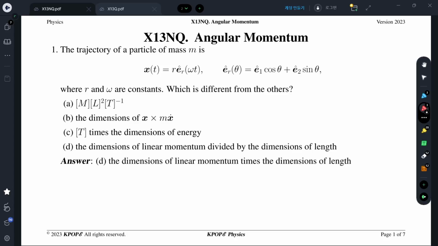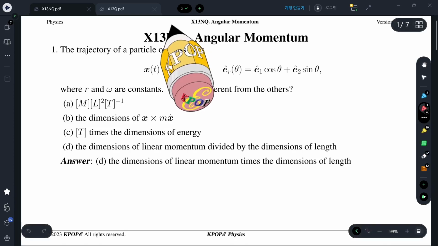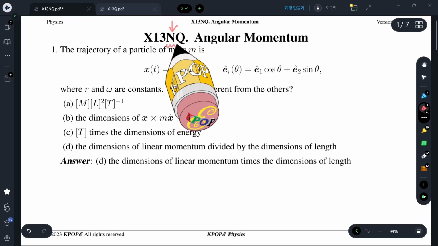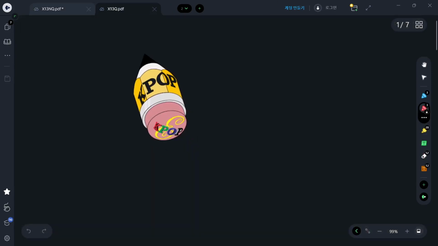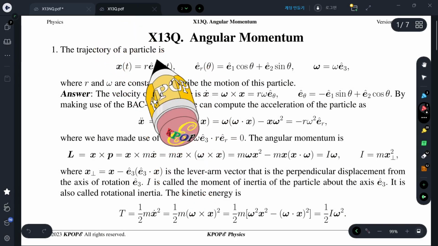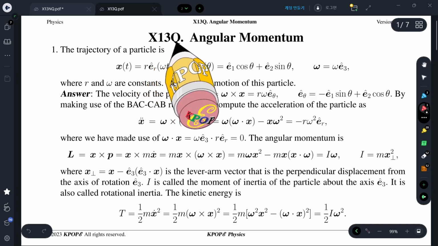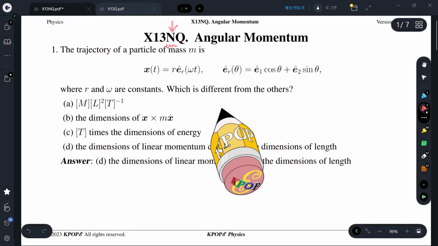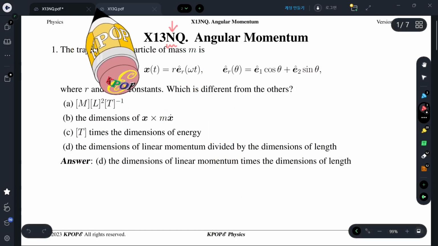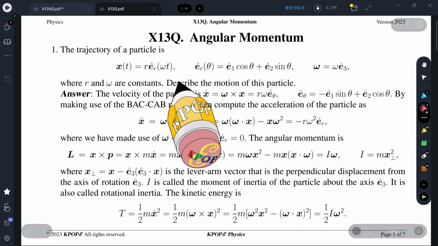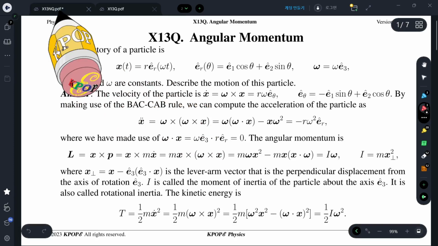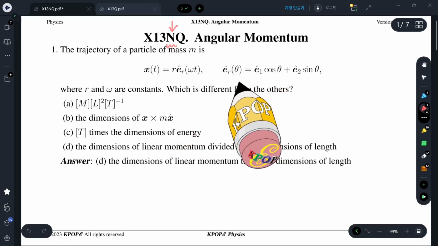We study X13NQ. From today on, I have included the N. That is for the students who are not familiar with concepts given in the corresponding Q. So, if you do not have any difficulty to solve problems in X and Q, you don't have to look at X13 and Q. But if you have some difficulty to study 13Q, then you are advised to review NQ first and then try Q. So let me briefly finish that part and Q.